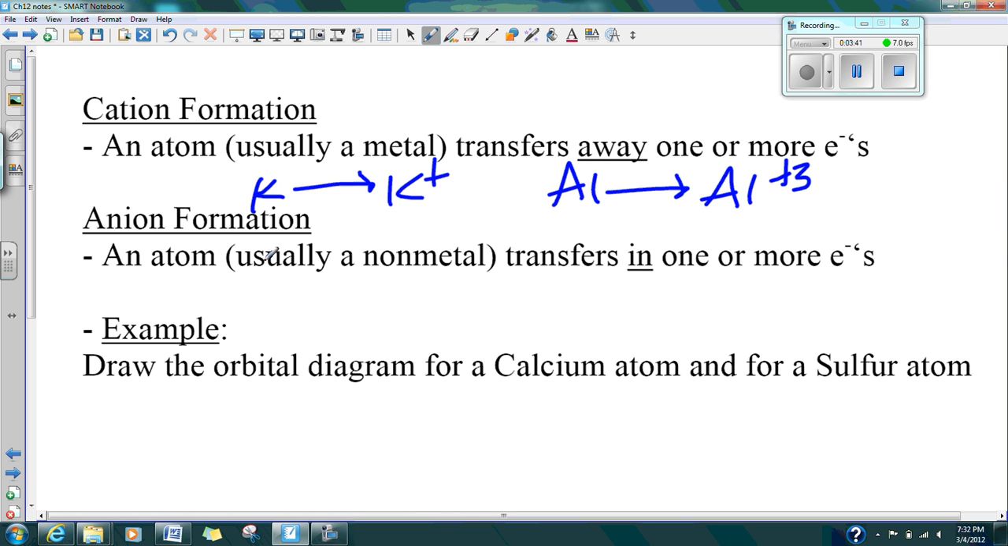Anion formation would be the opposite, where electrons are going to be transferred into an atom. And if we take a look at oxygen, okay, why is my pen not working?